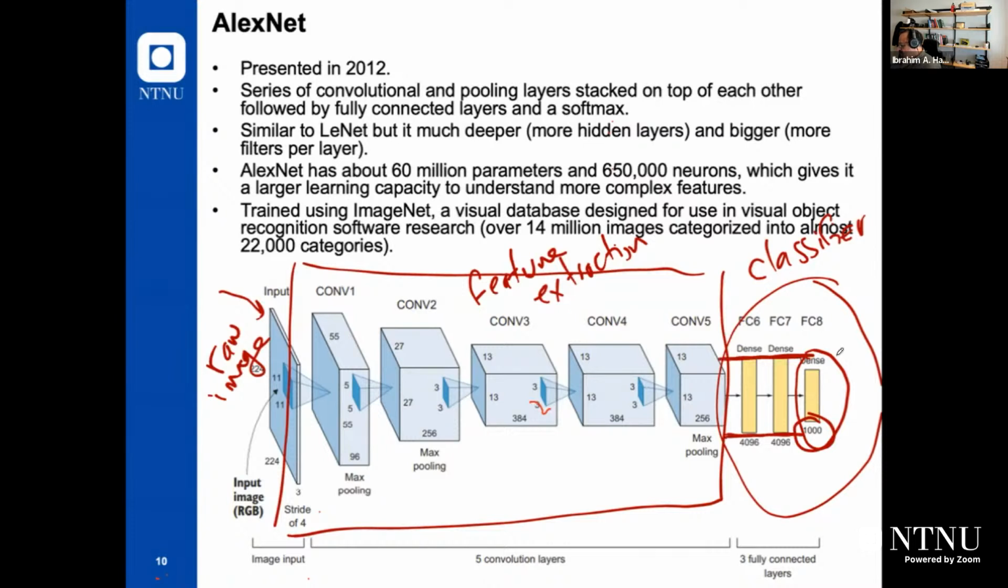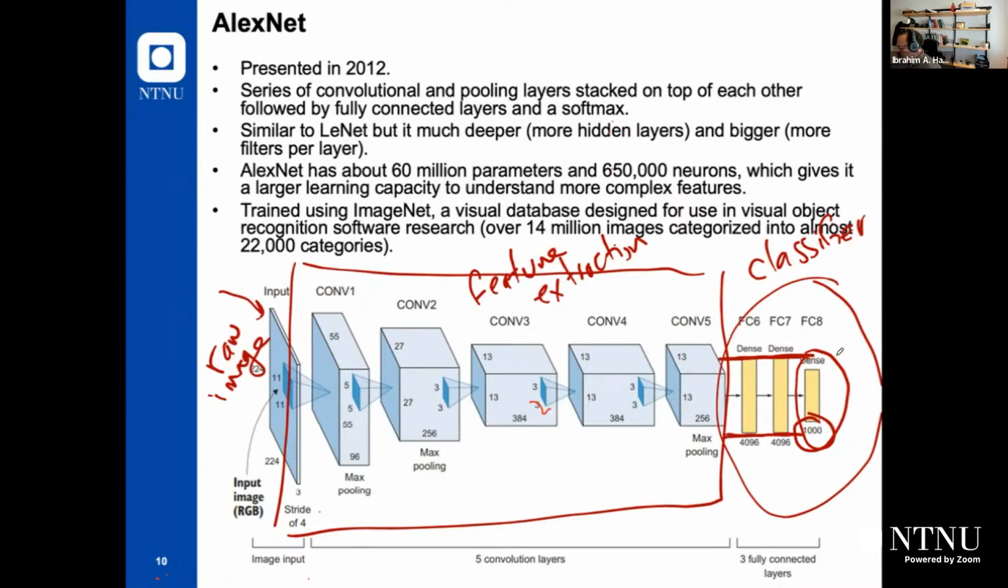It's very similar to LeNet, but just deeper, which means we have more hidden layers. The other one, in total, has 5 layers: 3 conv layers and 2 fully connected layers. This one has more conv layers and more fully connected layers. AlexNet has 60 million parameters and 650,000 neurons, which gives it a larger learning capacity to understand more complex features. I mean, large models today, for example ChatGPT, have billions of parameters, while AlexNet has 60 million.